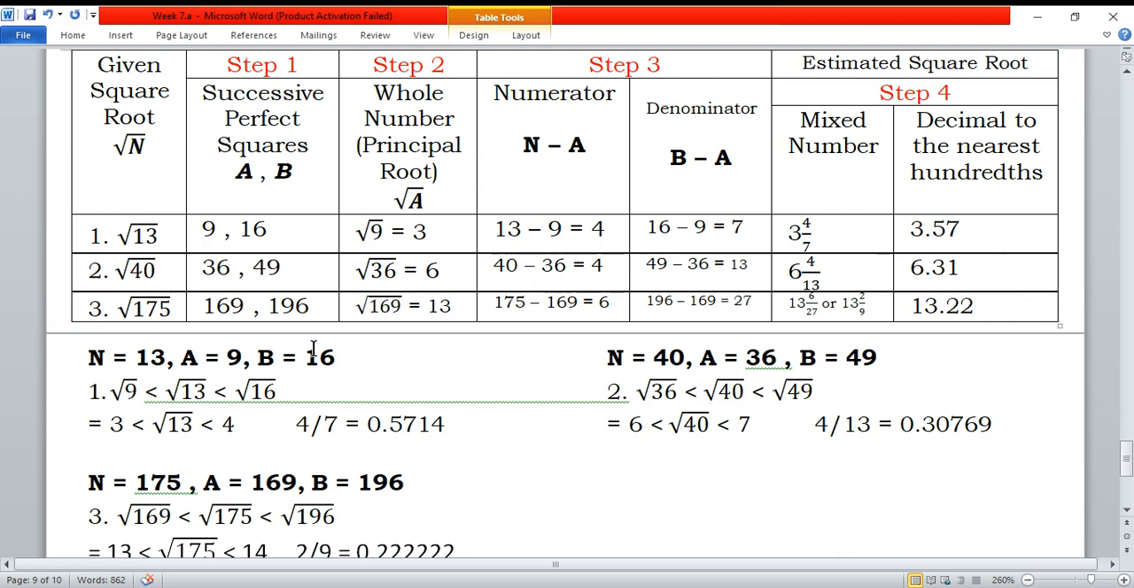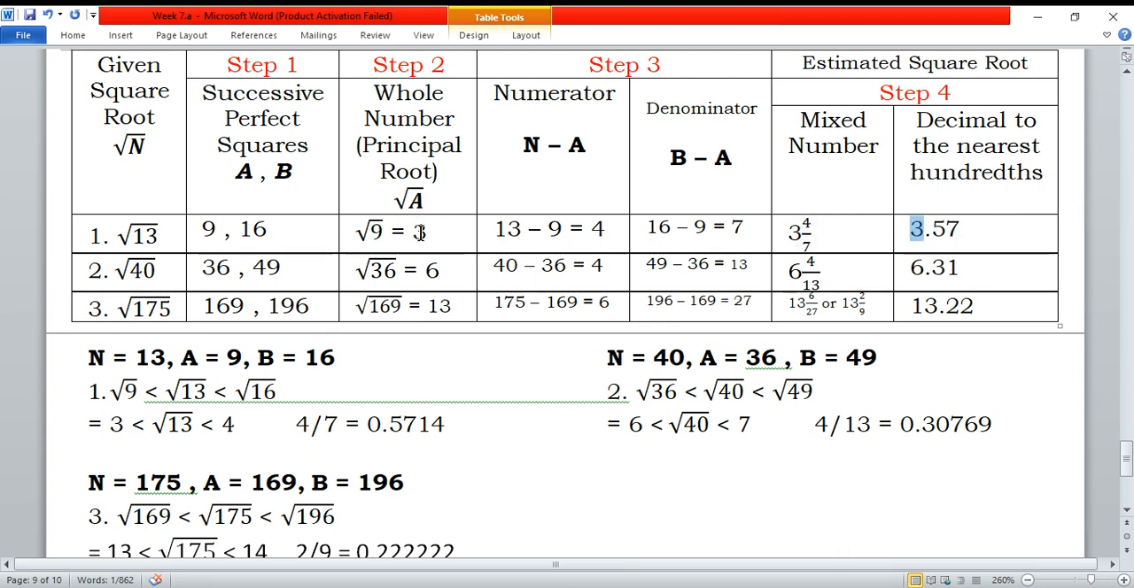Ayan. So, summarize natin. Ang step 1 natin is to find A and B. Ang A natin ay nanggaling sa perfect squares. So, ito yon 9 tapos ang 16. Kaya nagkaroon tayo ng 9 and 16 dito. Pero yung step 2 is to find the principal root of A. Square root of A, meaning yung nasa kanan. Kukunin natin principal root natin. Anong purpose nito? Kasi yun pala ang ilalagay natin sa whole number.